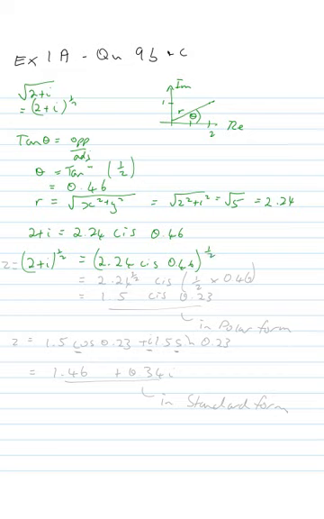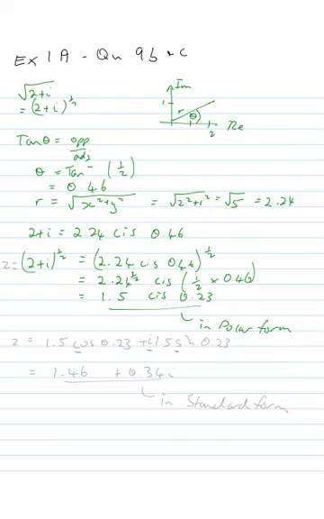So now we need to use De Moivre's theorem. So that's going to say that that's equal to 2.24 to the power of 1/2 cis, and then we have 1/2 times 0.46, and that will then give us 1.5 cis 0.23. So that's my answer in polar form.